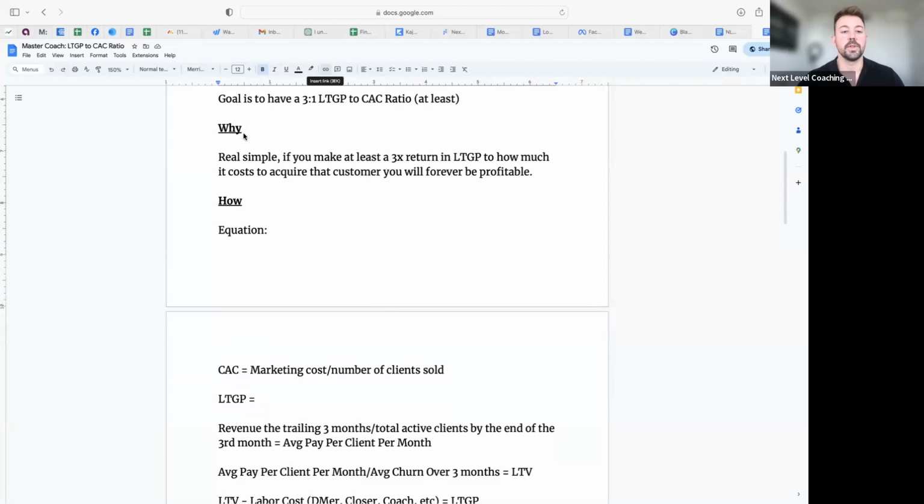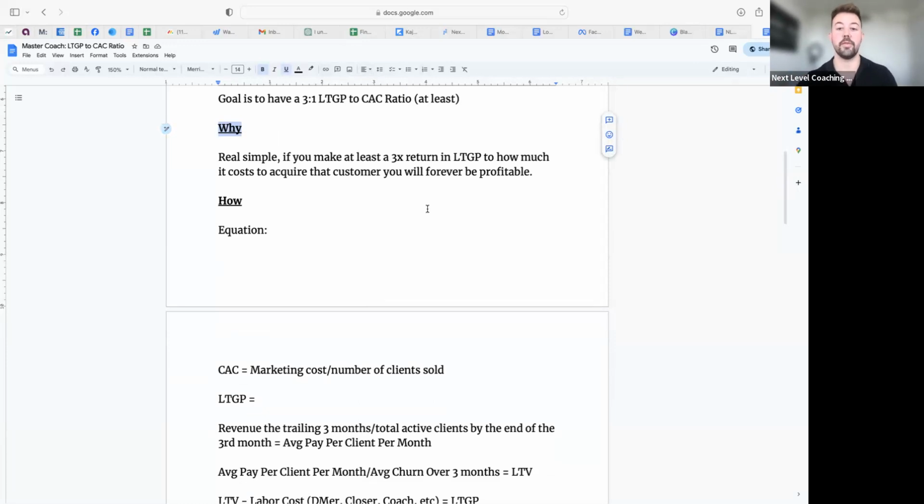So real simple, what's the big why? What's the big driver? Why should you guys really care here? If you make at least 3x return in lifetime gross profit to how much it costs to acquire a customer, then you're going to forever be profitable. At the end of the day, that's why we're in business. We're in business to be profitable so that we can, yes, fulfill our mission, but also so that we can live the lifestyle that we want for our families, for ourselves, whatever our personal needs are.